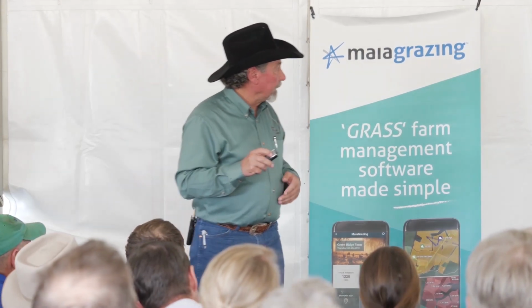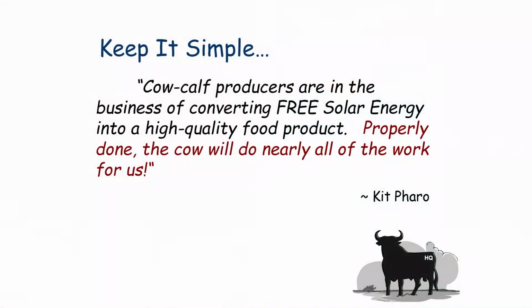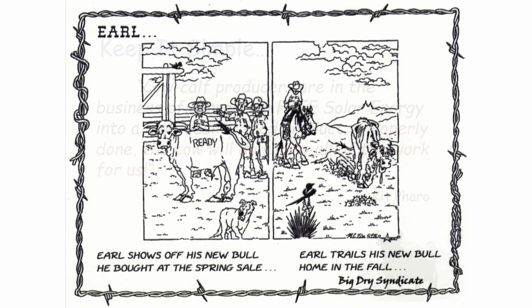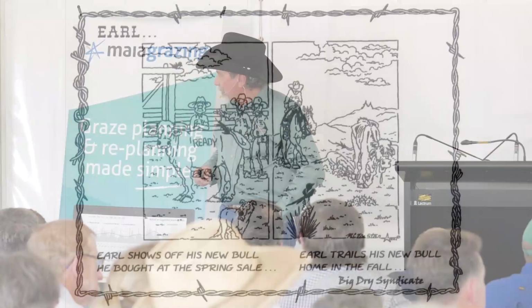Okay, I'm going to wind it up here. Cow-calf producers are in the business of converting free solar energy into a high-quality food product. Properly done, the cow will do most of the work for us. Another Earl cartoon. Earl shows off the new bull he bought at the spring sale. Over on the right side, Earl trails his new bull home in the fall. There's not very many ranchers in the U.S. that don't experience that.